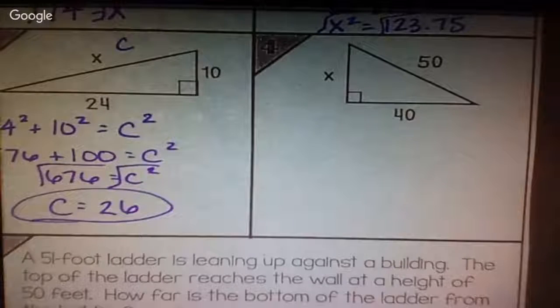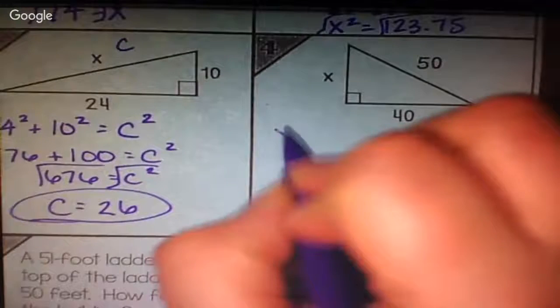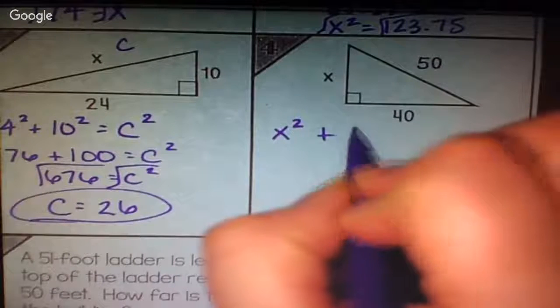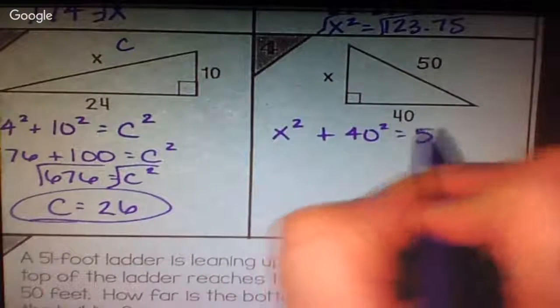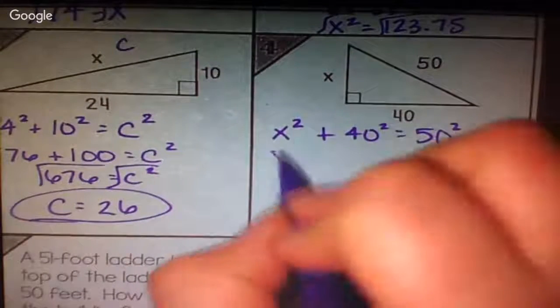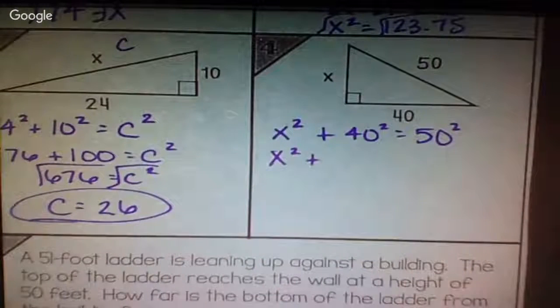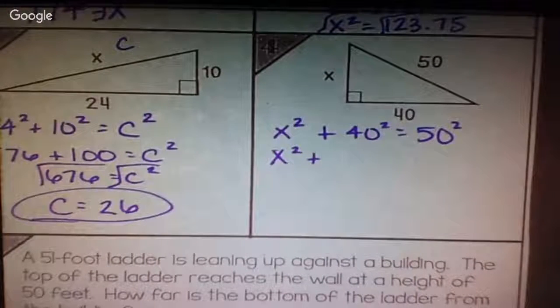Okay, number 4. What am I solving for? One of the legs. So this time I should have had x squared plus 40 squared equals 50 squared. Quick question. Does that have to be exactly x squared plus 40 squared, or can it be 40 squared plus x squared? It doesn't matter either way, because either way, it's a leg squared plus a leg squared. So it doesn't matter which leg you did first. Okay, good question.